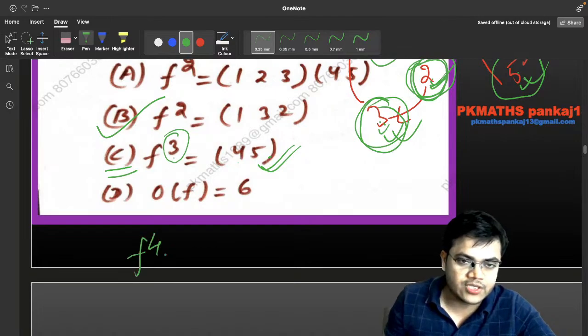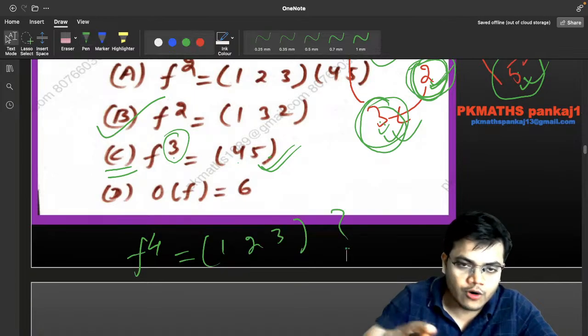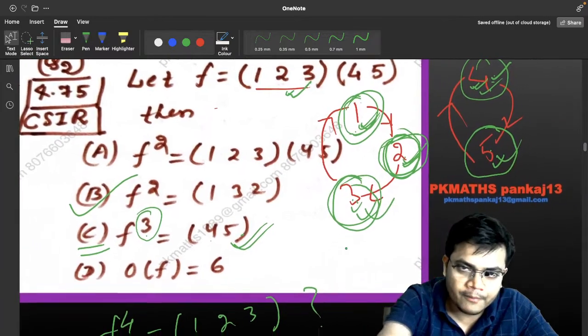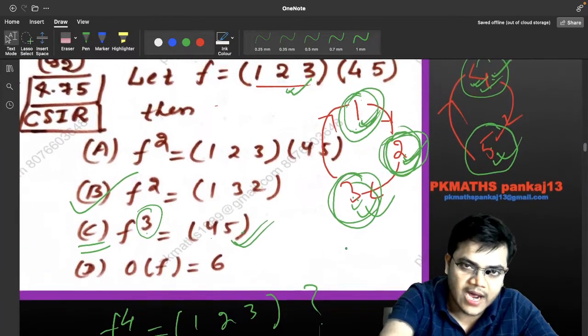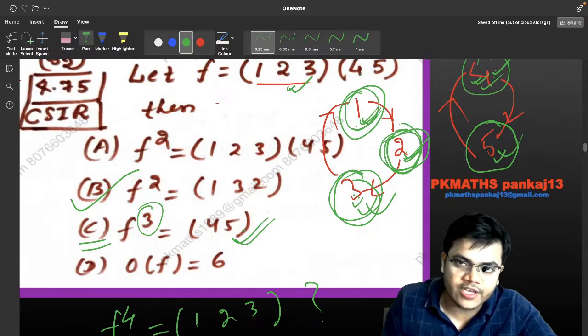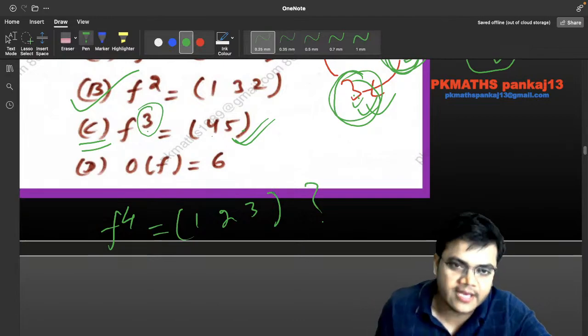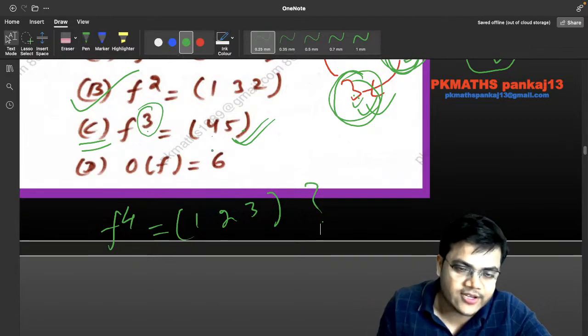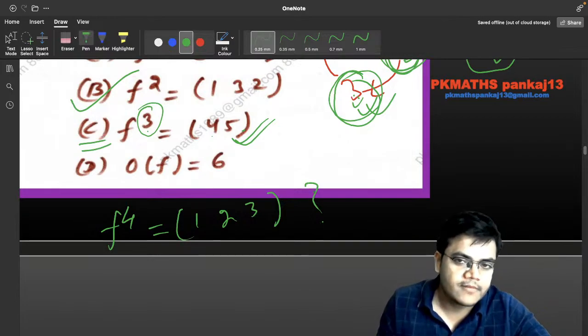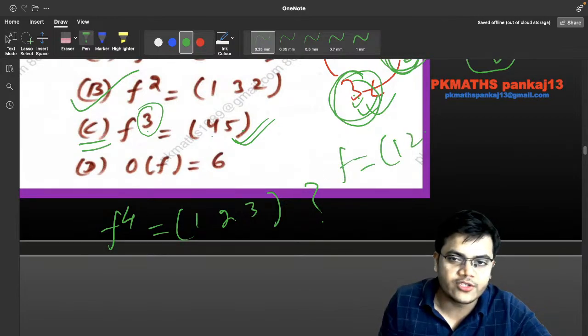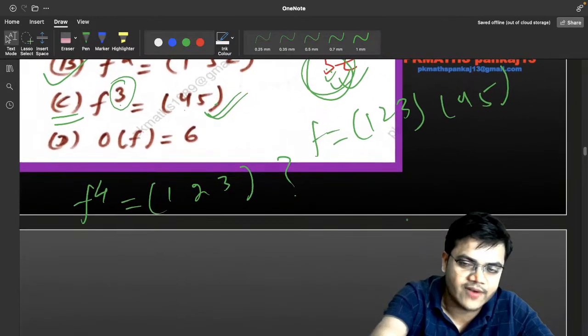In the same manner, if you find f4, what are the things you are going to get? I'm just going to ask, for this permutation only, if your f is 1, 2, 3, 4, 5, then is your f4 1, 2, 3? What would you like to say? Is somebody there to say yes or no? And this time Ashish Tiwari ji is saying yes.